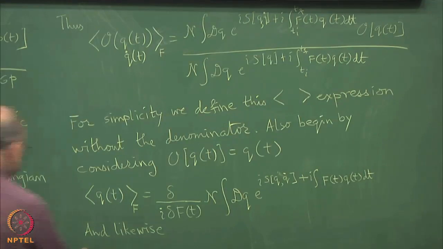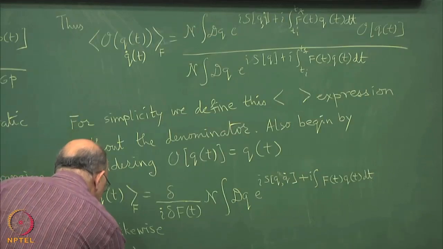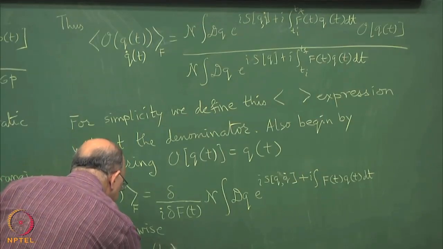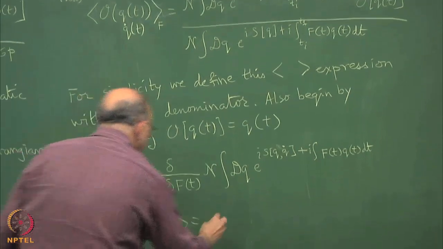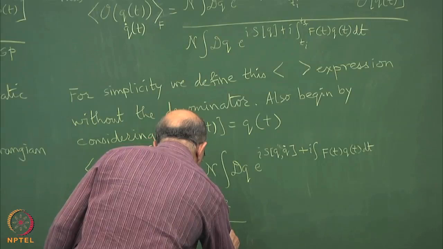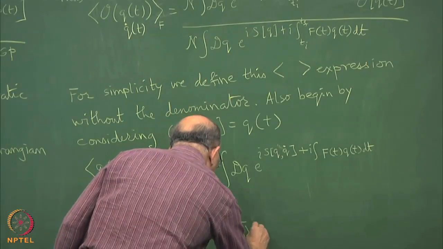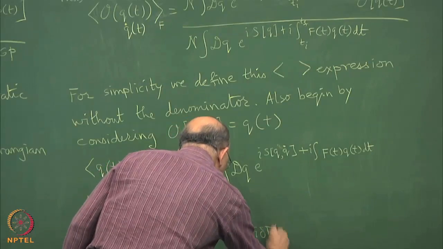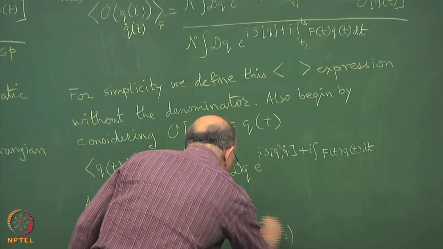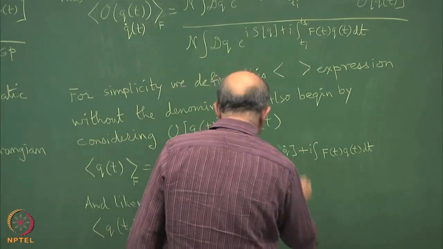And likewise, the expectation of Q t1, Q t2 would be equal to d squared of i delta f of t1, i delta f of t2, times the functional integral.